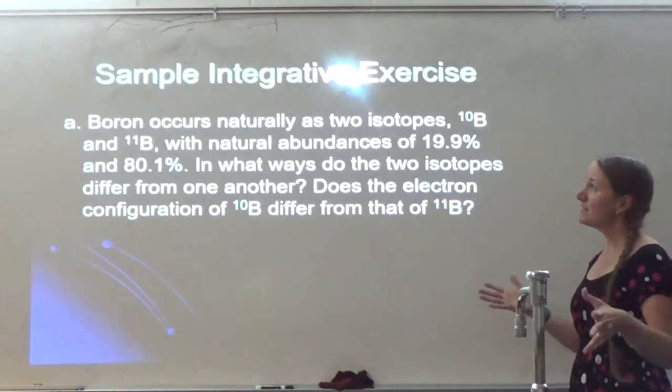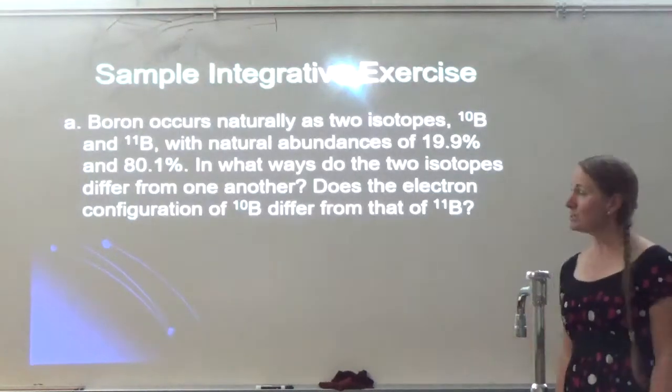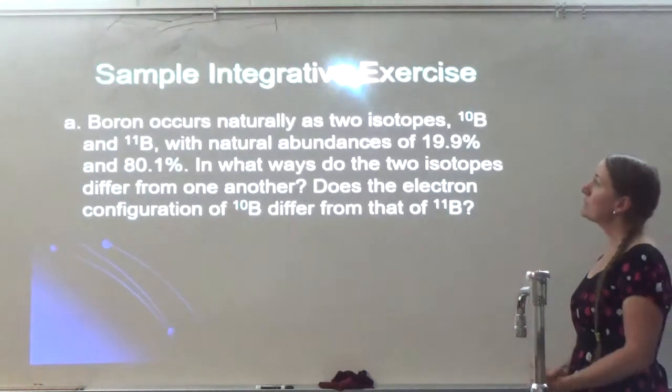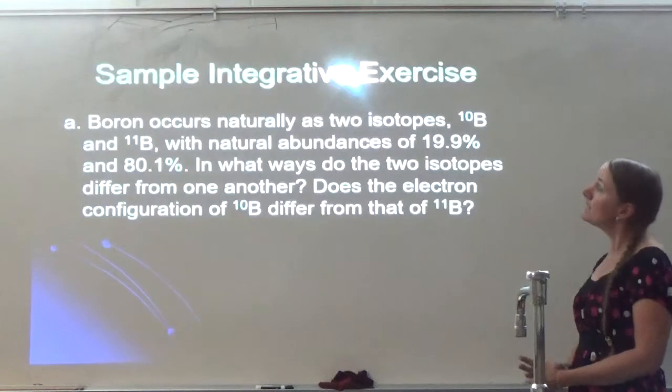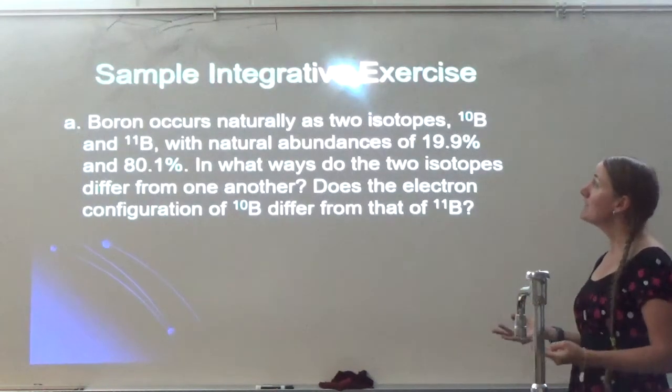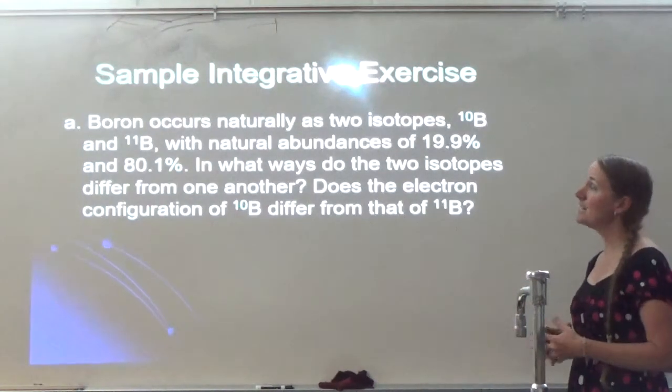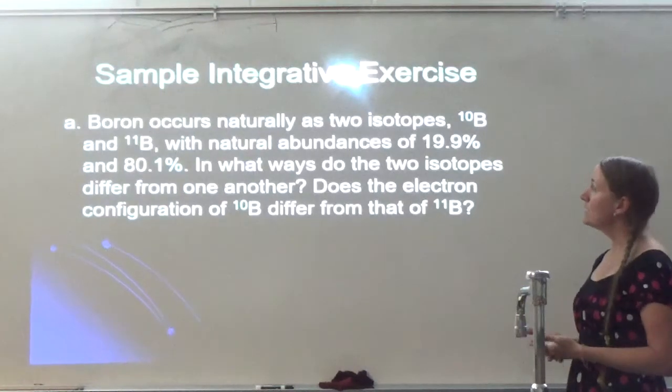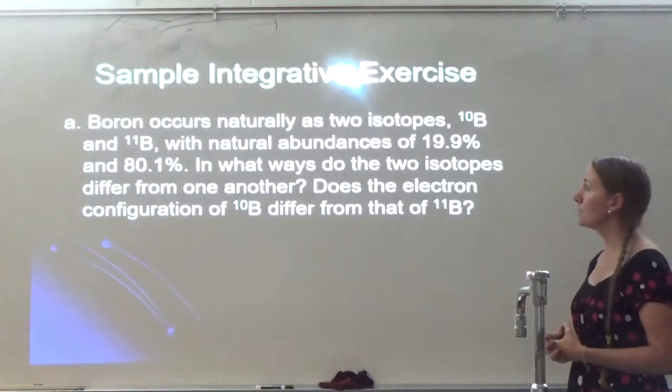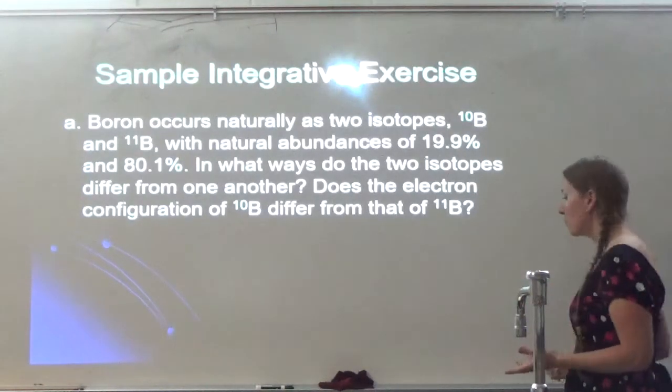All right, so let's knock out this sample integrative exercise and we'll be done with chapter 6. So it says boron occurs naturally as 2 isotopes, boron 10 and boron 11, with natural abundances of 19.9% and 80.1%. In what ways do the 2 isotopes differ from one another? Does the electron configuration of boron 10 differ from that of boron 11?